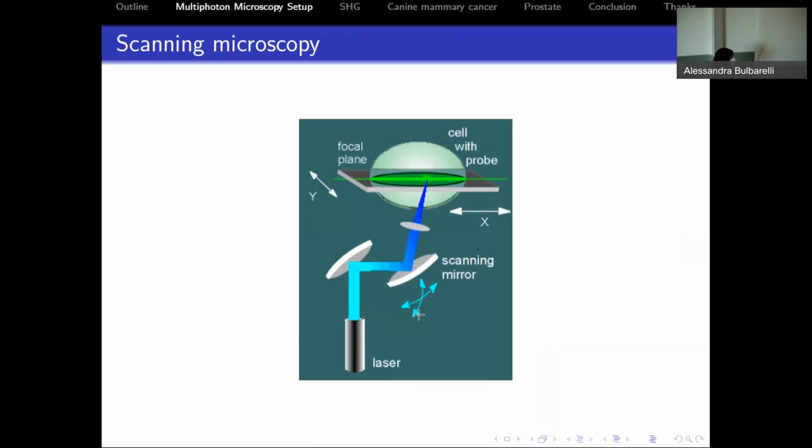It is the idea, as is done in all confocal microscopy. You have a laser point that you scan with a mirror through an area of the sample. So you scan X and Y, and you acquire an intensity image of whatever process you want to look at in the material, point by point.